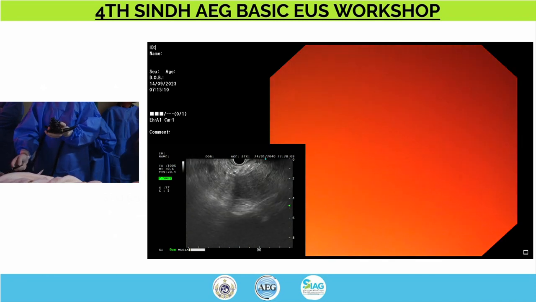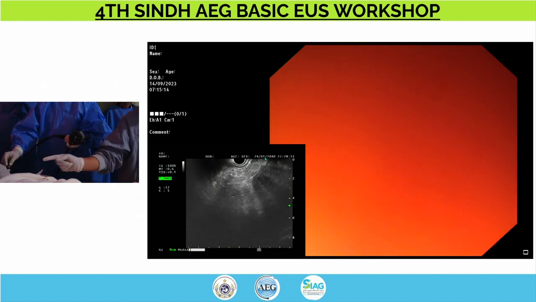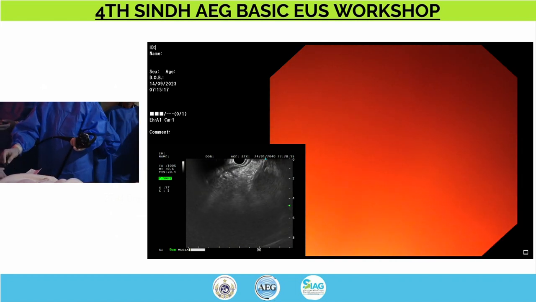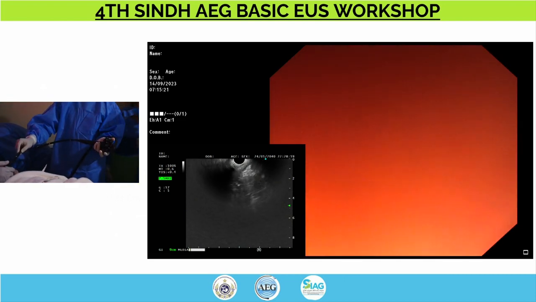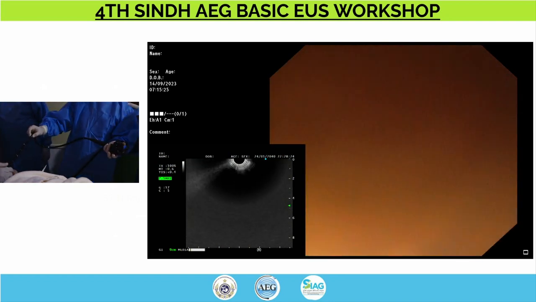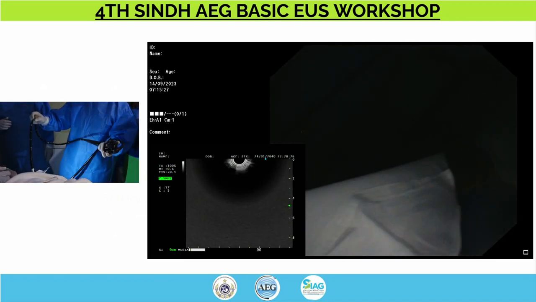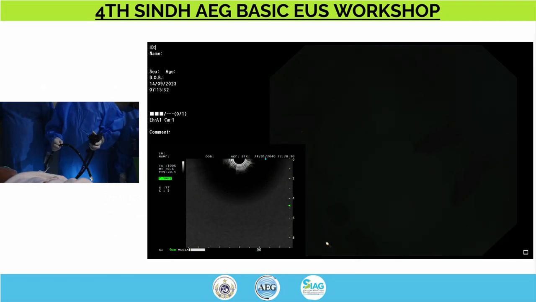So here we are, we're looking at the EUS image here. Okay, so I'm being told that the patient desaturated, so I'm going to come out a little bit, and we may have to... So I'm pulling my scope out, and we'll just wait.